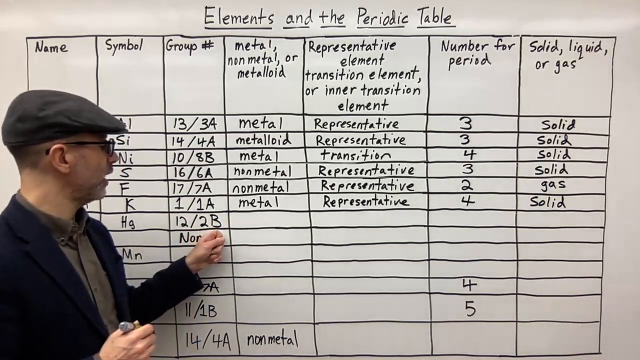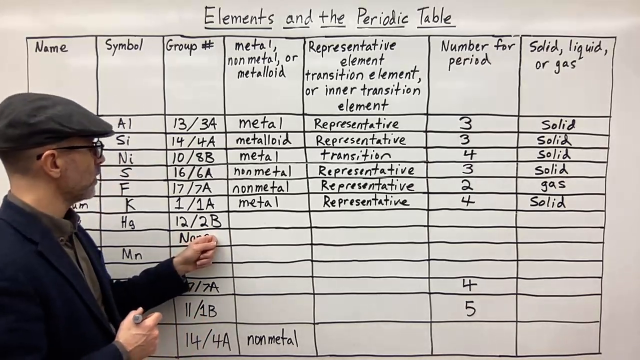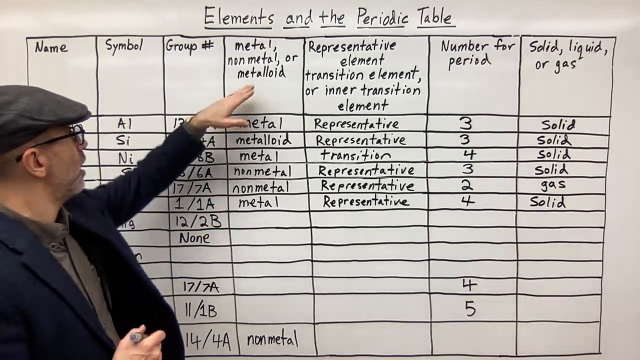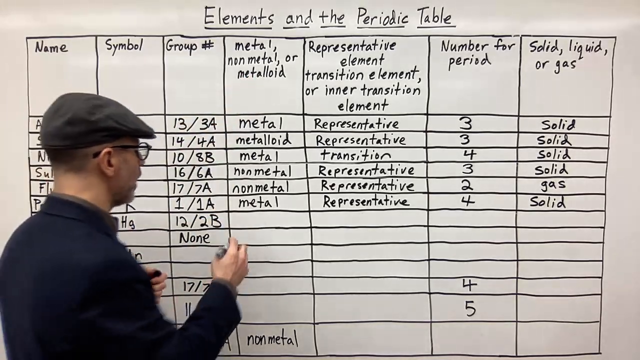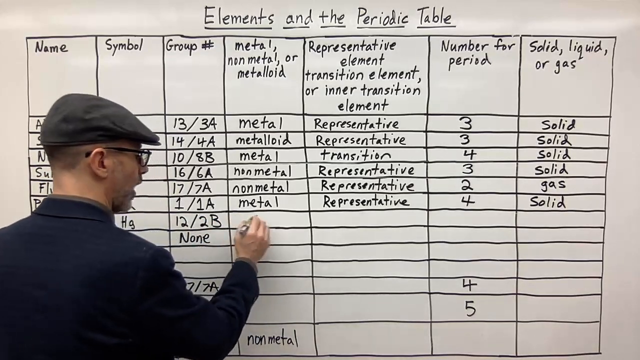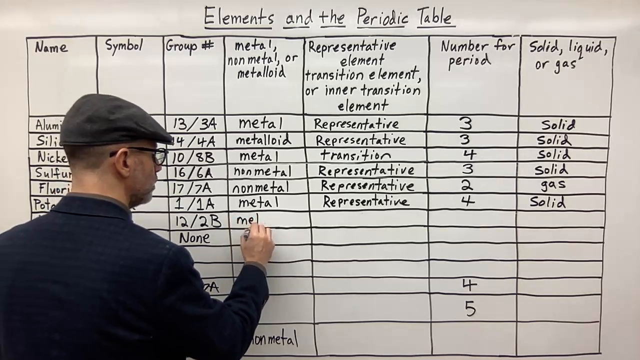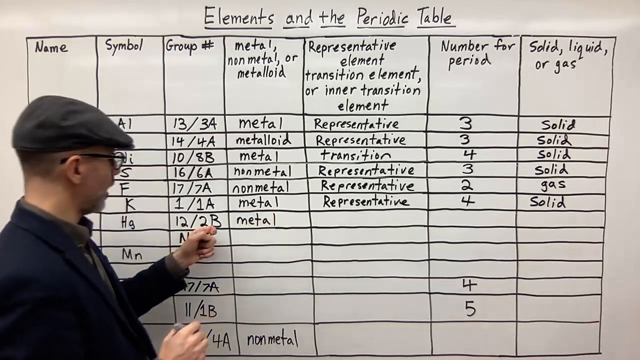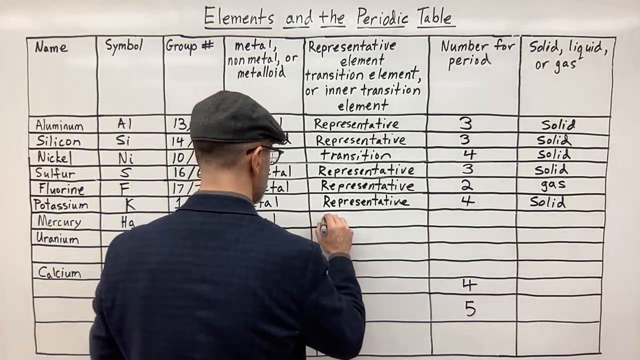It's a B letter, so that tells you something about where it is. As far as metal, non-metal, metalloid, mercury is a metal, right? It's to the left of that stairway. It's to the left of the metalloids. So it's a metal. It's got a B. It's in a B group, so it's a transition element.